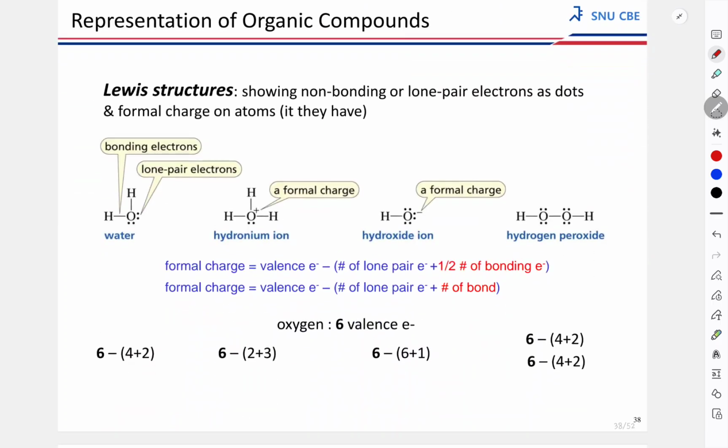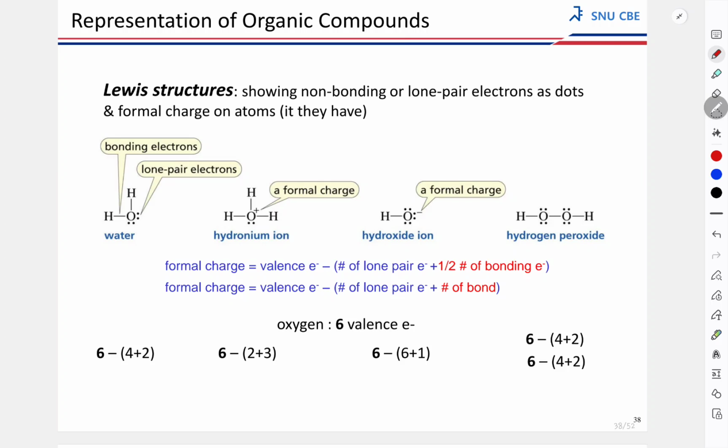Right, I guess this is the last topic, the representation of organic compounds. How you can represent an organic compound is quite important. You need to know how to describe the bonding nature, how a molecule looks like. And one typical way is using the Lewis structure.